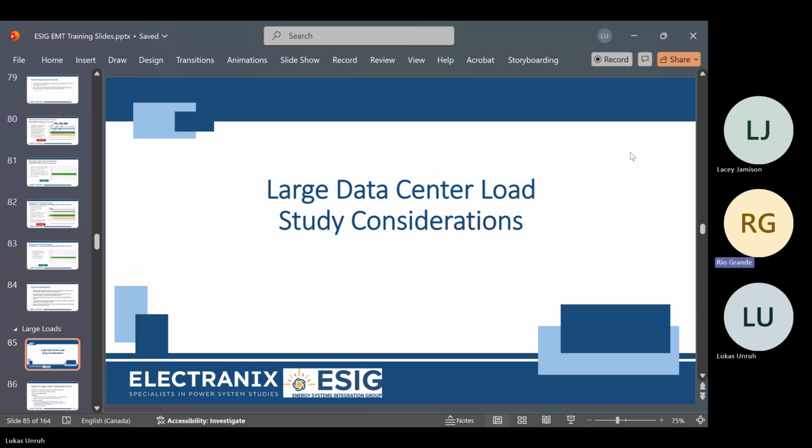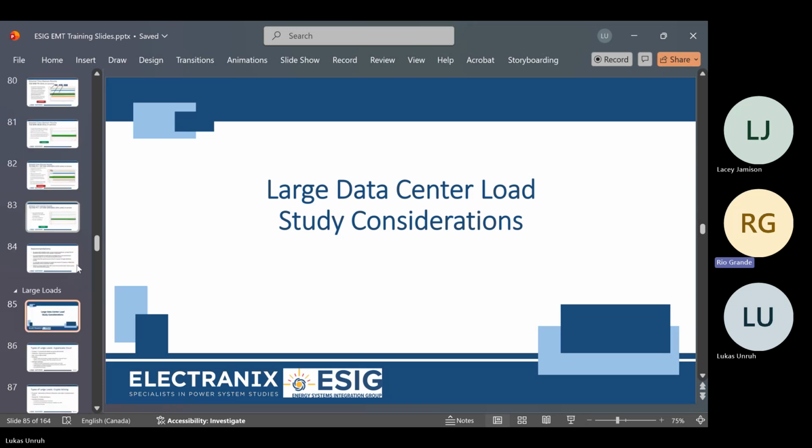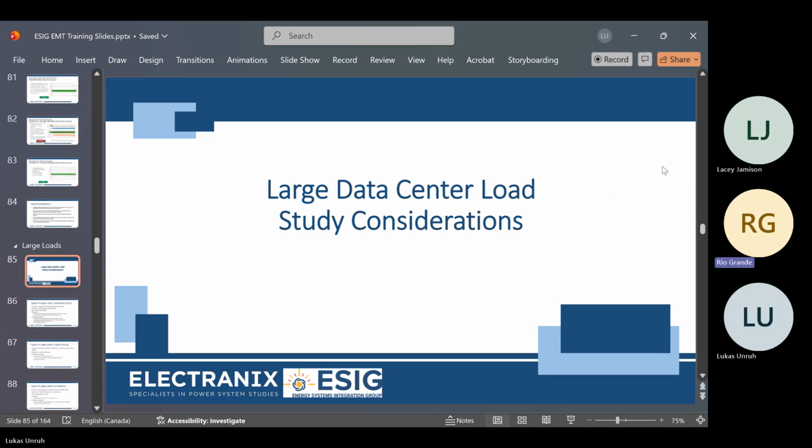Okay, so the next thing we'll talk about is large data center load study considerations. There were some questions on this earlier, and if there is anyone here who was at the last one, I think Andrew went through a lot of this, so I apologize for the overlap. Going to dig into it here.